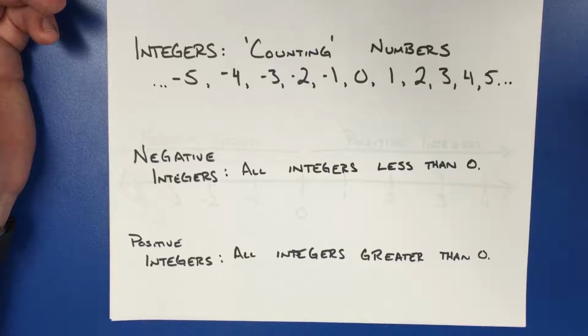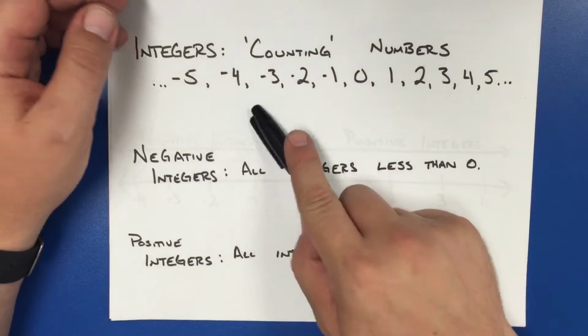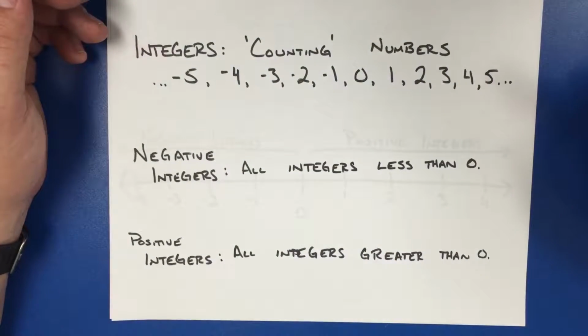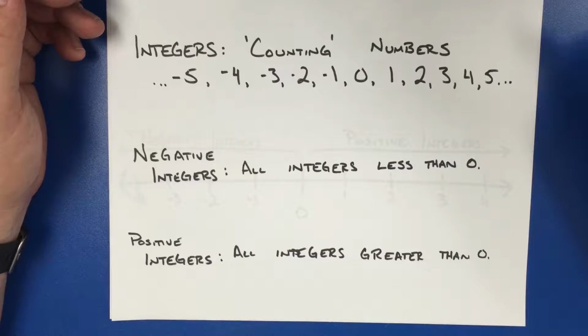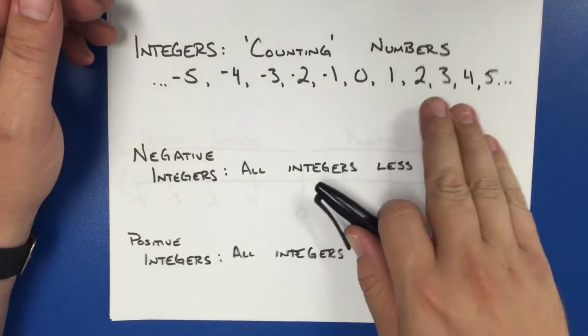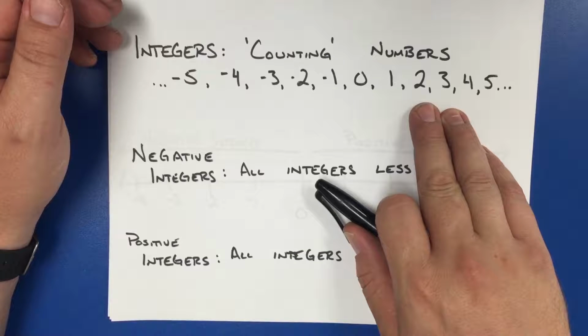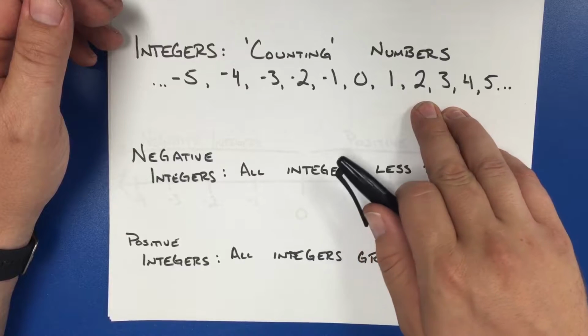Another way of saying it would be any number, either negative or positive, it doesn't matter, or 0, which is neither negative nor positive. But any number that doesn't have any sort of decimal or fraction attached to it, it's just the number by itself. I'd say whole number, except whole numbers are positive.